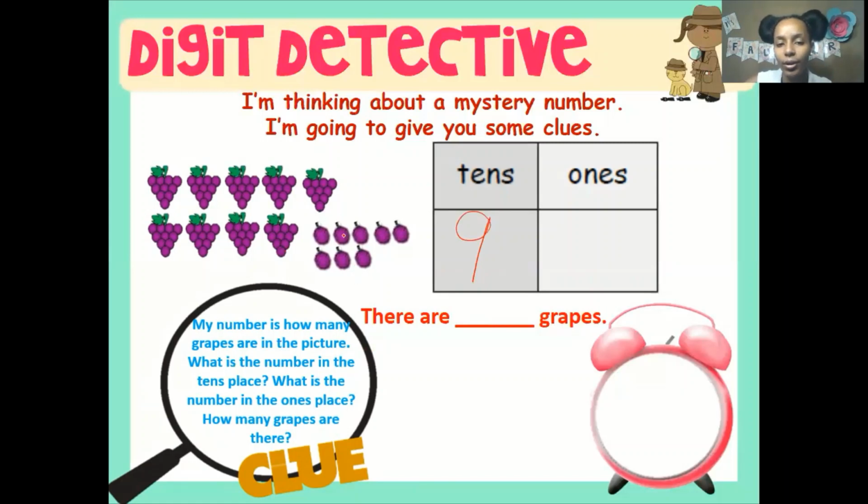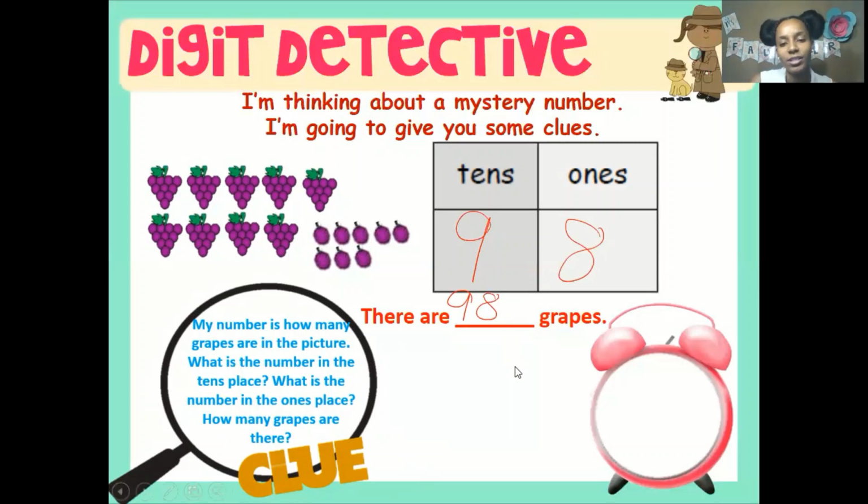Let's see what's the number in our ones place. I know that I can look at this and I don't have to count them one at a time because this is in a 5 group and then I have 3 more down here. So what is my number? You got it, 8. So how many grapes are there? You're right, there are 98 grapes.